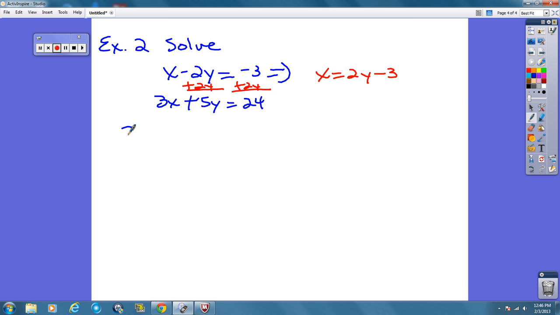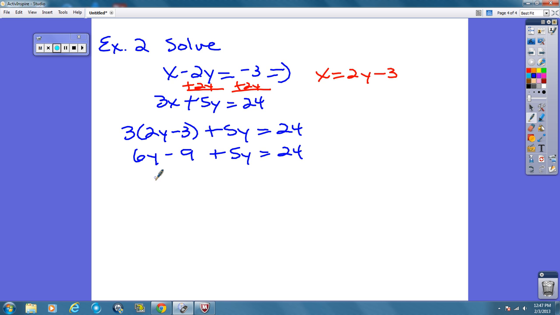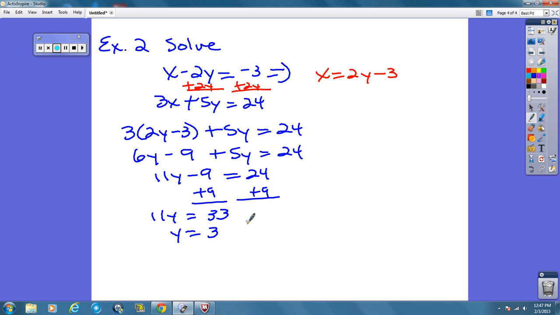So I'm going to have 3 times 2y minus 3 plus 5y equals 24. So it's going to give me 6y minus 9 plus 5y equals 24. So that's going to give me 11y minus 9 equals 24. I am now going to add 9 to both sides. And I'm going to get 11y equals, looks like 33. So y is 3. I divided both sides by 11.